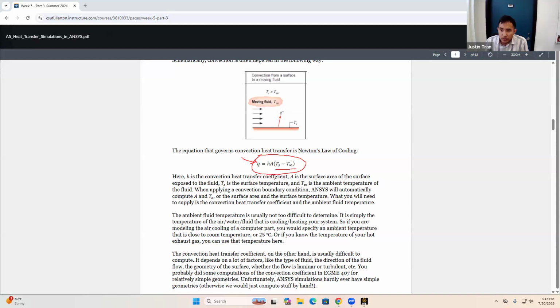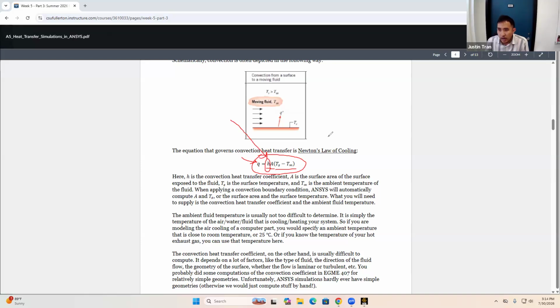So Ts is the temperature of the surface, T infinity is the temperature of the fluid. That is multiplied by A, which is the surface area of the object, and H, which is what we call the convection coefficient. Now, the tricky thing about convection is that solving for H, or determining what H is for a practical sense, is usually pretty difficult. And so that's what makes things tricky to apply in finite elements as well, because we have to come up with some value for H.